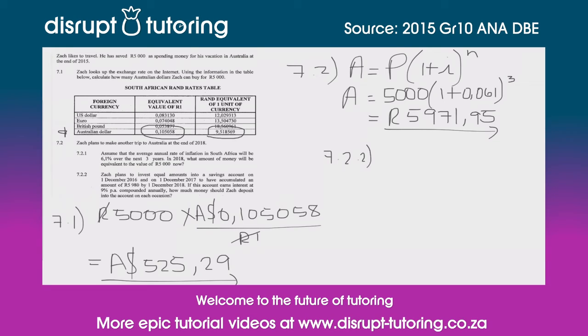So let's start there. 7.2.2. We're going to start off by saying that the amount must be X, and we need to try and save up to get a total amount of 5,980. So let's think about this. If we put X amount in now, for the next 2 years we're going to earn 9% on that, compounded annually. And then at the start of the next year, I'm going to put in another X, which will only have 1 year to grow at 9%.